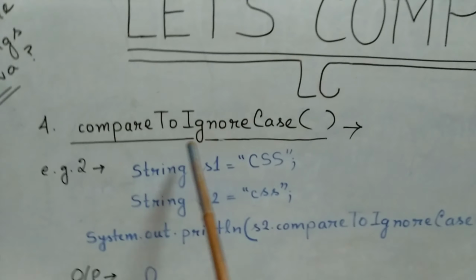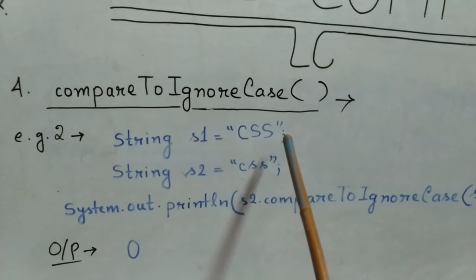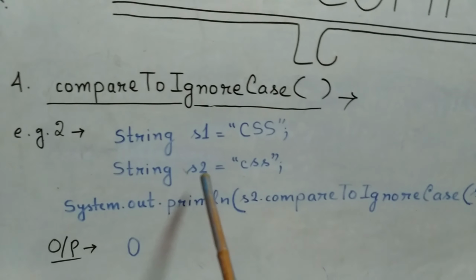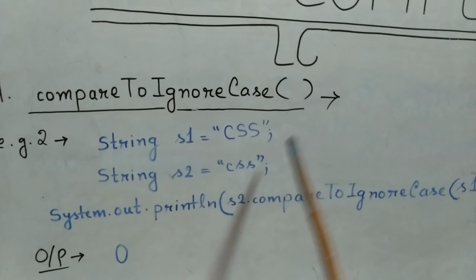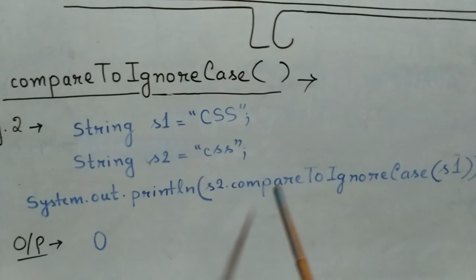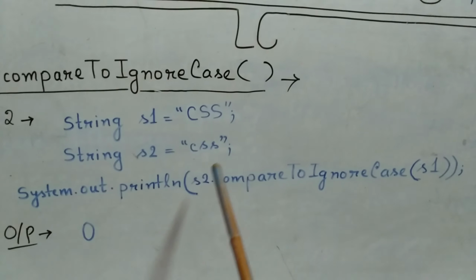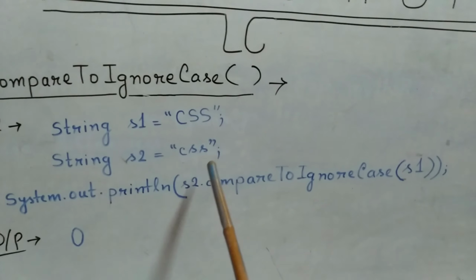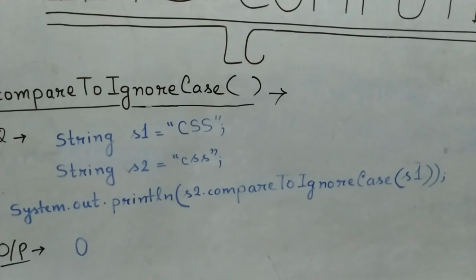Example 2: String s1 equals "CSS" in all capital letters, that is uppercase letters. String s2 equals "css" in all small letters, that is in lowercase letters. Now s2.compareToIgnoreCase(s1) would return 0, since these are two same strings if we ignore case considerations.